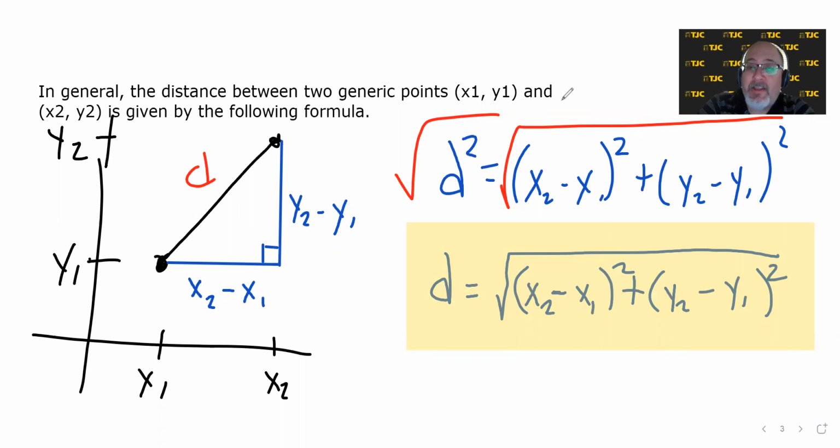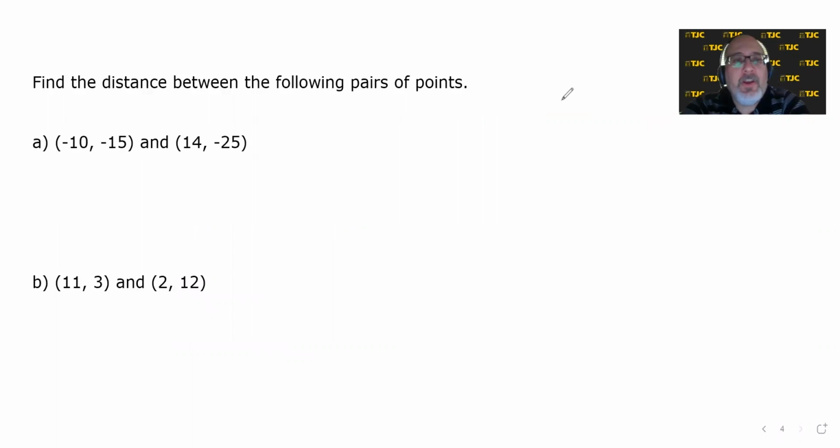We are about to apply it. We're going to close this video with a couple of quick examples. Find the distance between the following pairs of points. A, the ordered pair -10, -15, and the ordered pair 14, -25. Let's go ahead and do this one before we look at B. When you use the distance formula, the first thing you need to do is clearly identify the x1, x2, y1, and y2.